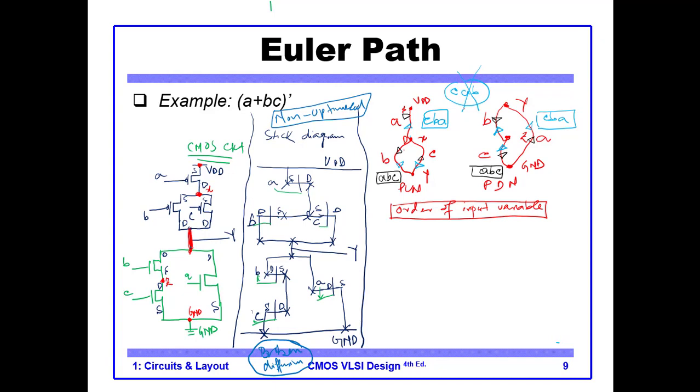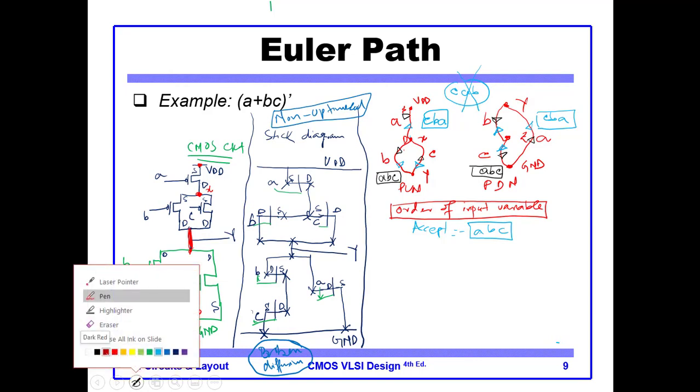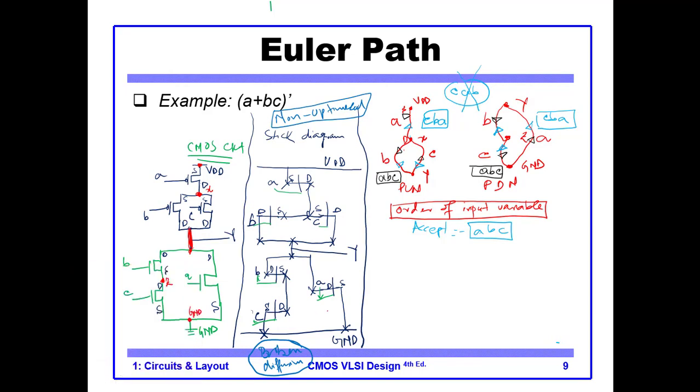So let's accept the solution ABC. Let's use this one. So this is our order of variables. Now using this order of variables, let's draw the optimized stick diagram. The optimized stick diagram can be made like this, that we start with these.